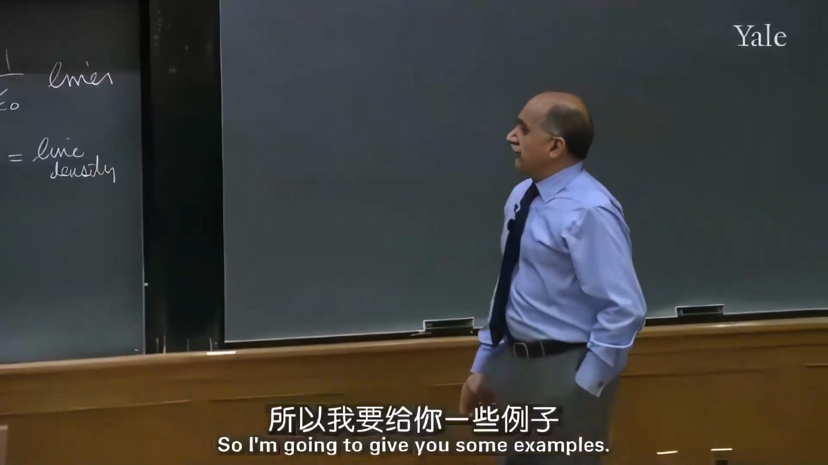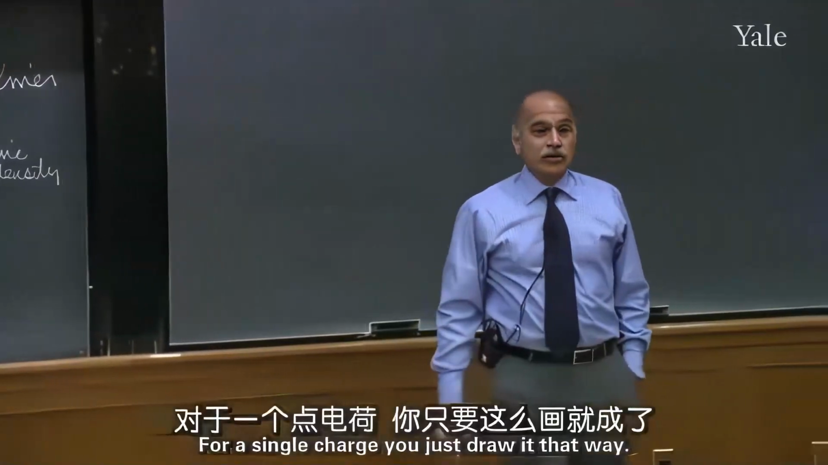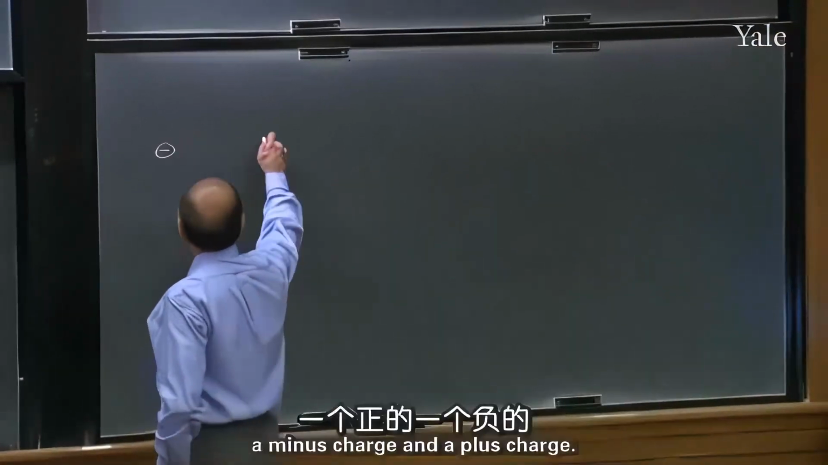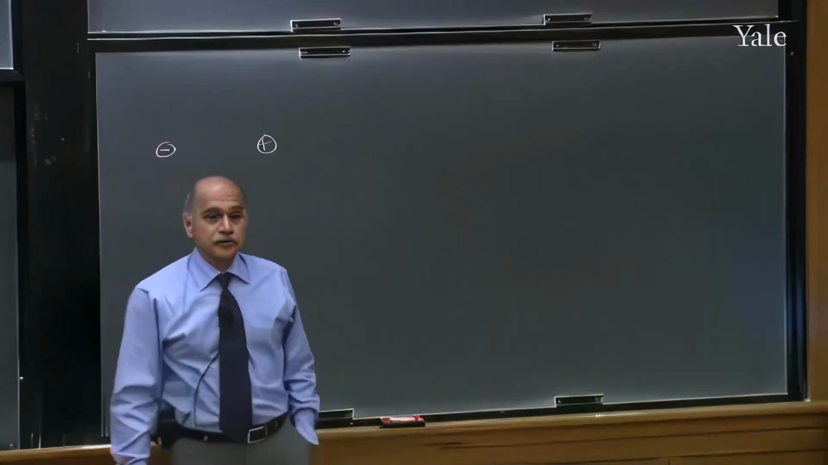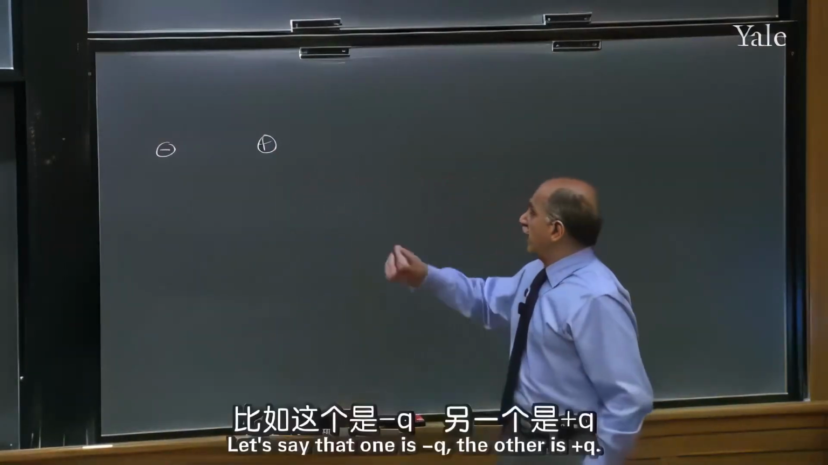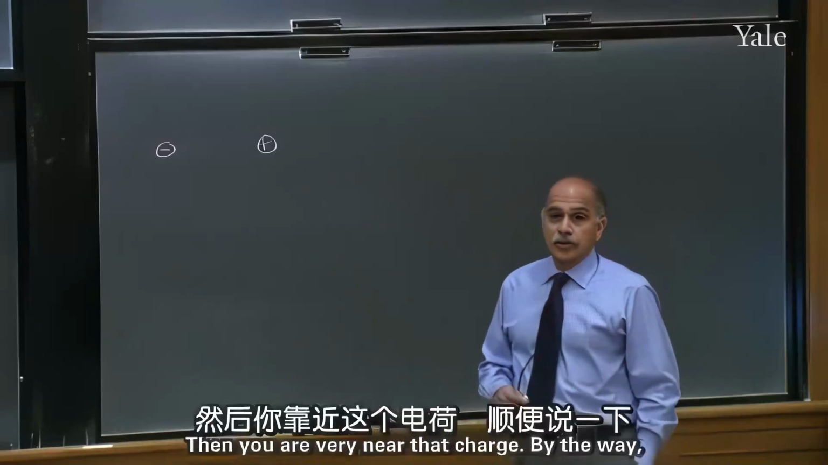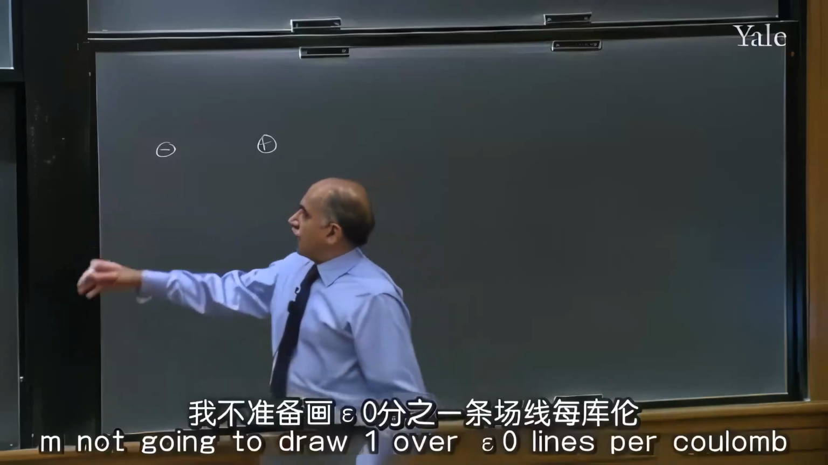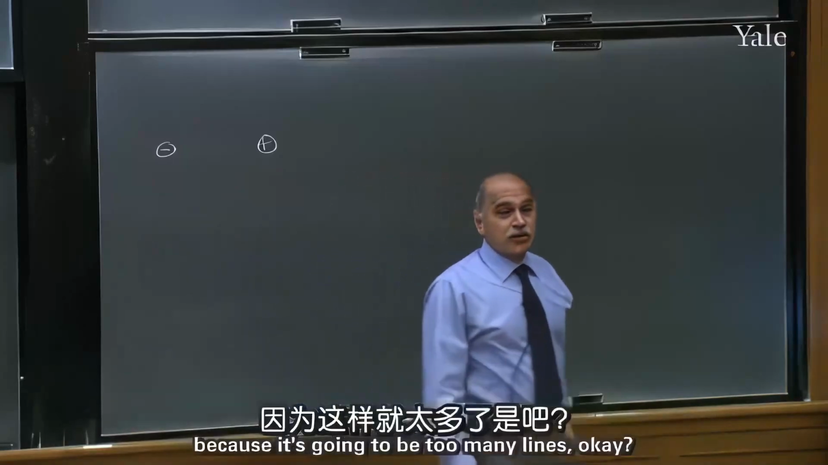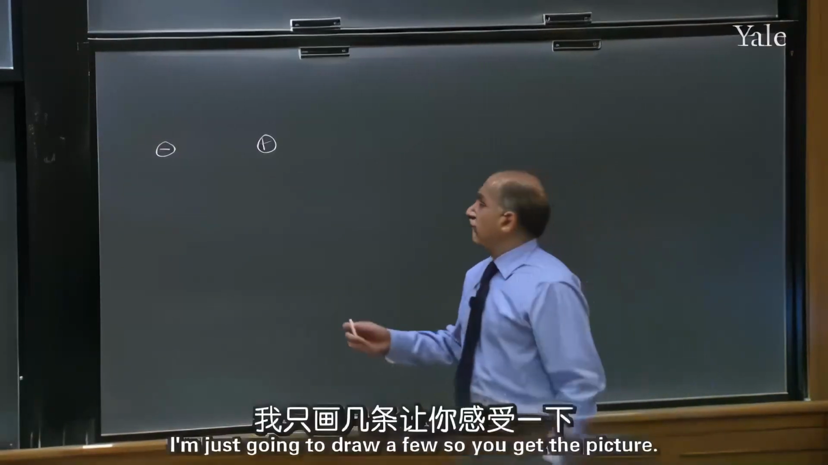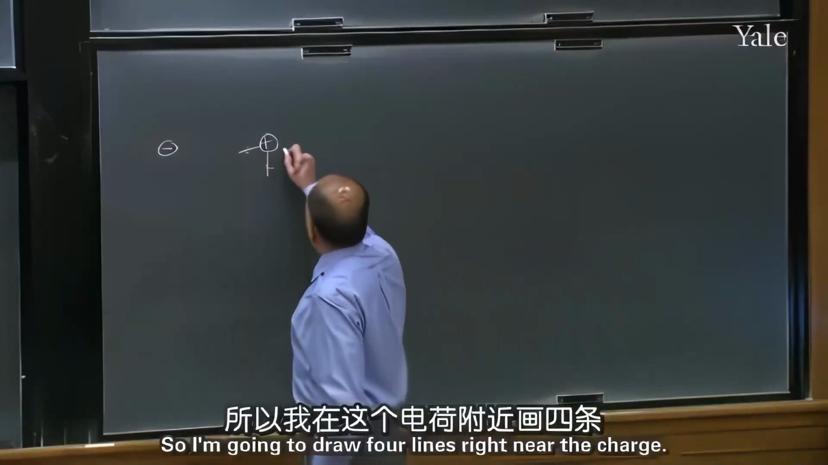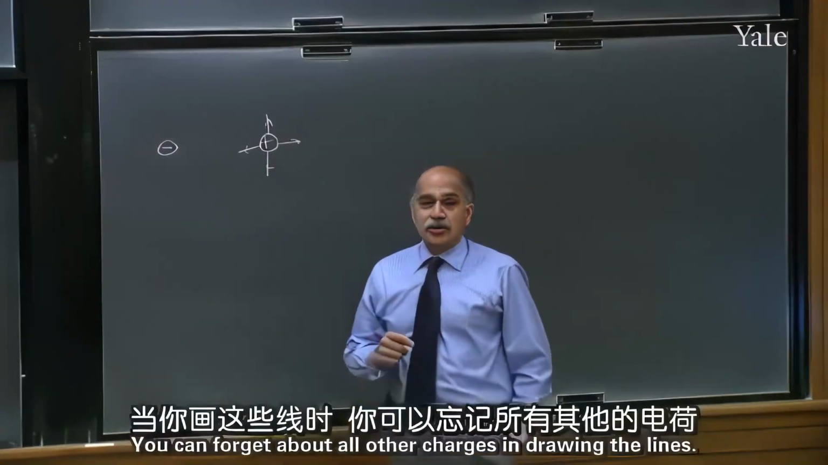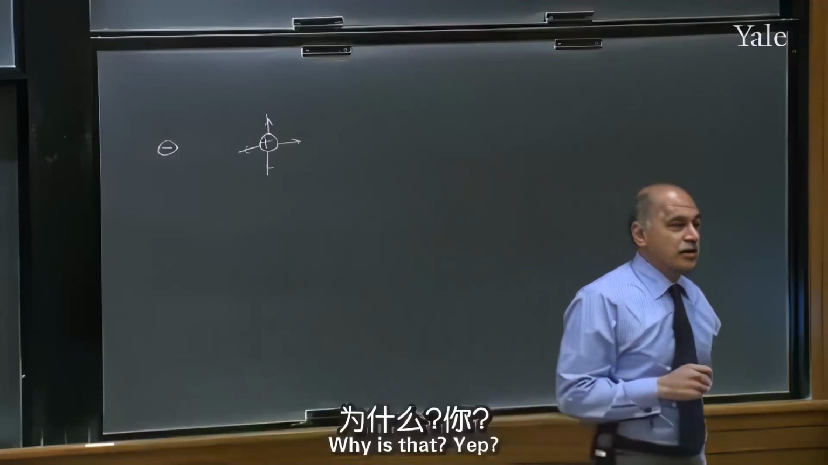So I'm going to give you some examples. For a single charge, you just draw it that way. For 2 charges, let's take a minus charge and a plus charge. Let's say that one is minus q, the other is plus q. When you are very near a charge, by the way, I'm not going to draw 1 over epsilon 0 lines per coulomb because it's going to be too many lines. I'm just going to draw a few so you get the picture. So I'm going to draw 4 lines right near the charge. You can forget about all other charges in drawing the lines. Why is that?